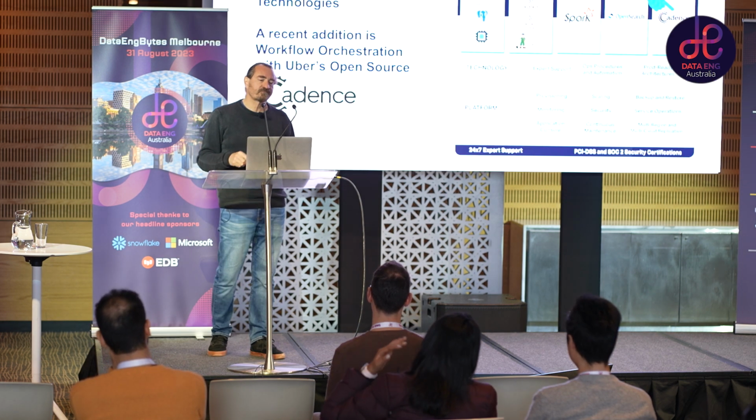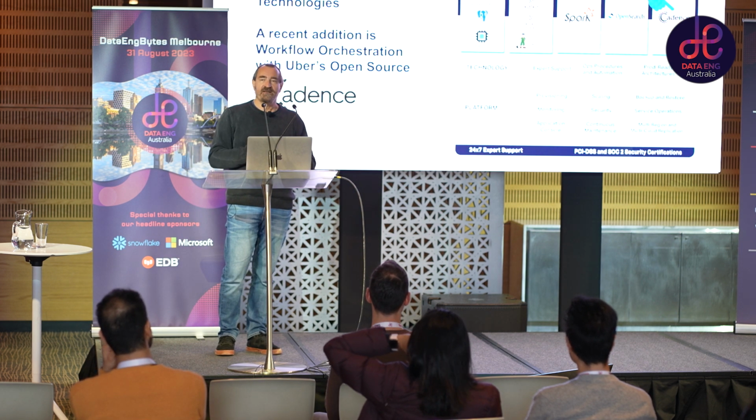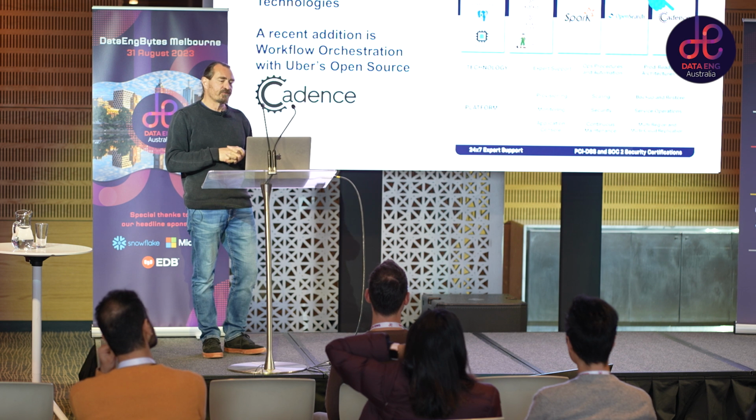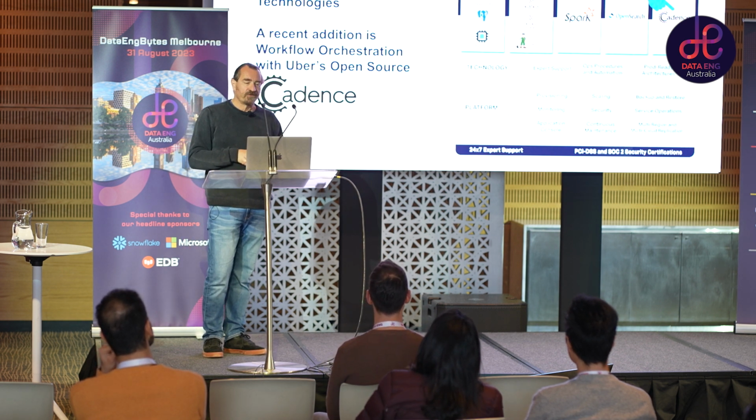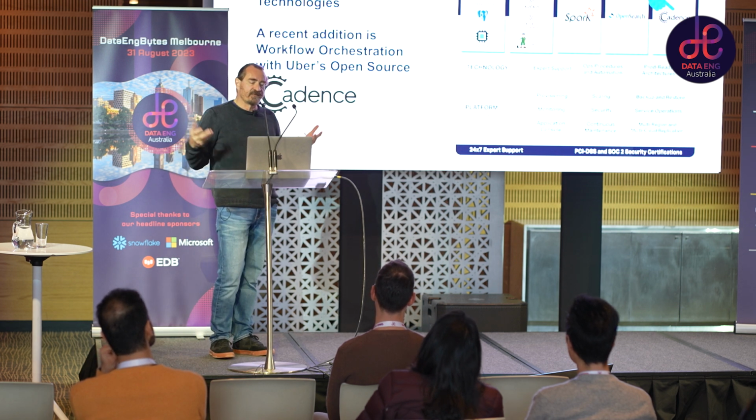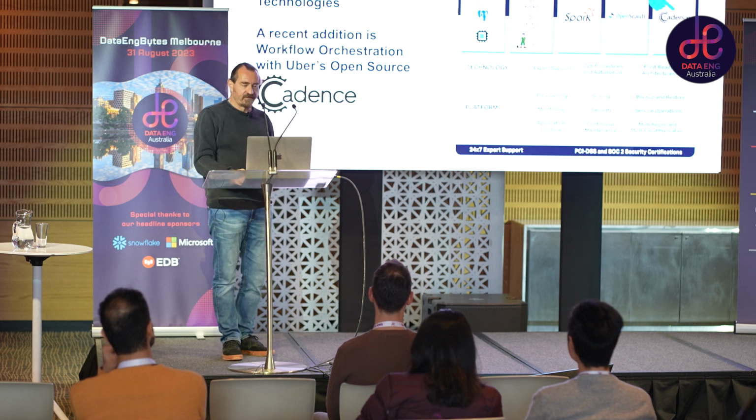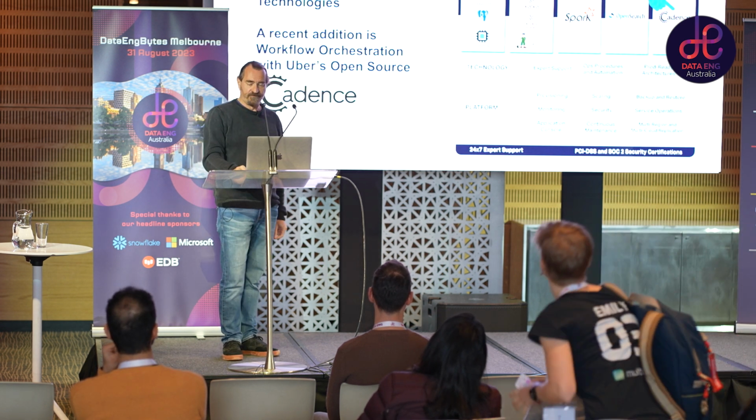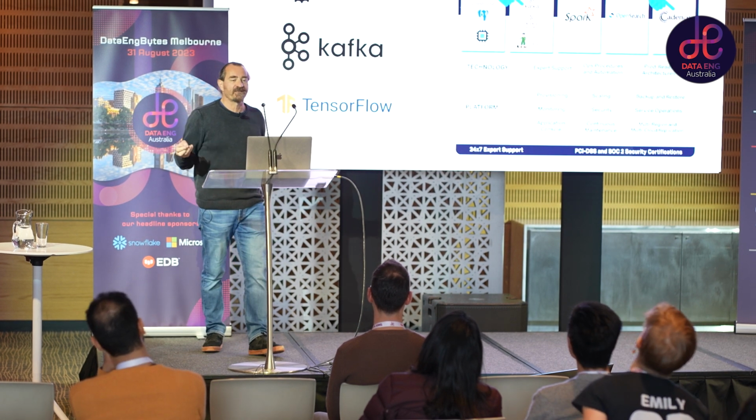Let's get into it. So Instaclustr provides a managed platform. It's a cloud platform for big data open source technologies. And a recent addition was for workflow orchestration with Uber's open source Cadence. So Uber actually developed this as part of their Uber Eats business for delivering food. So there is actually a connection to the delivery story. And this talk is about Cadence.